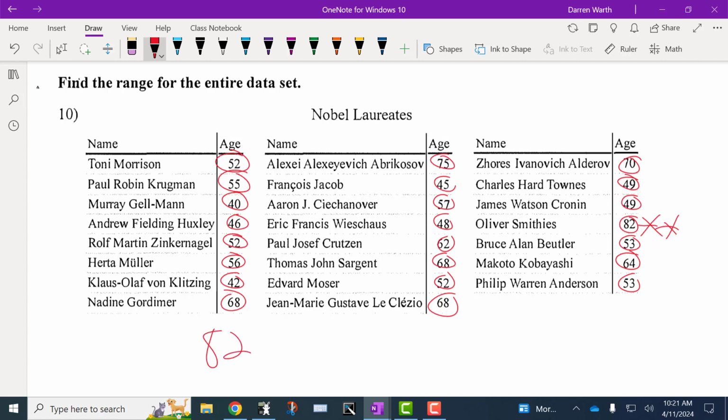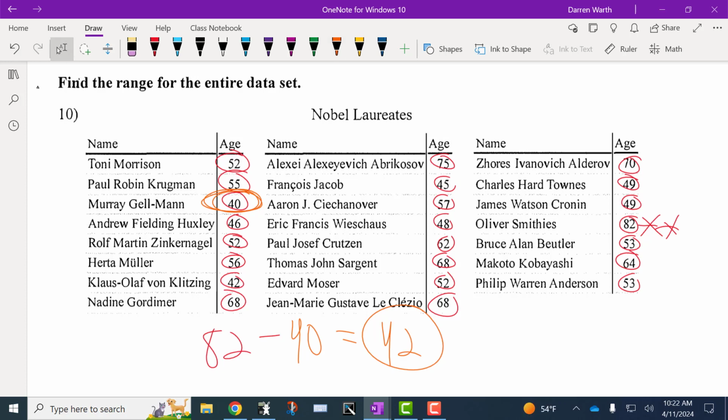So I'm just going to have to subtract my smallest data value. Looking over all my data, I'm going to see if I can find the smallest one. So this 40. Let me double check, looking over my data to see if anything's smaller than a 40. I'm looking for anything in the 30s, and I don't see anything. So I just found my smallest, which is 40. So 82 minus 40, and so that range is going to be 42. So that would be the answer to number 10.